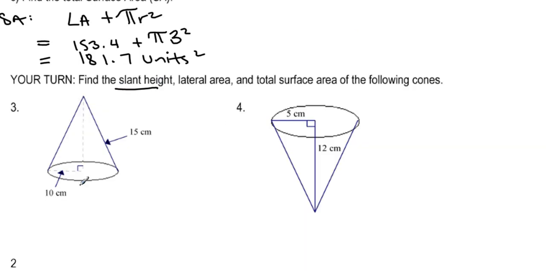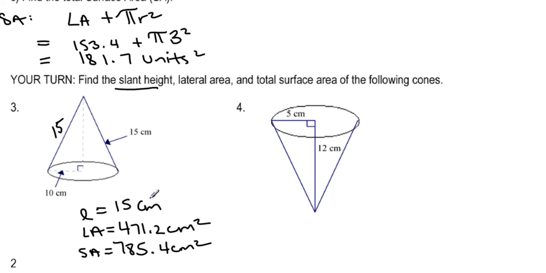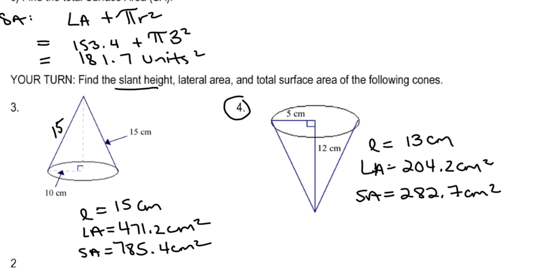Alright, I'd like for you in the next example to find the slant height, the lateral area, and the total surface area. Pause the video and see if you get what I get. Alright, here's your solutions for number 3. And once again, I'd like for you to pause the video and find the slant height, the lateral area, and the surface area for number 4. Alright, these are the solutions that you should have gotten for number 4. If you didn't, raise your hand or ask a neighbor, and move on to the volume of cylinders and pyramids, or cones and pyramids.